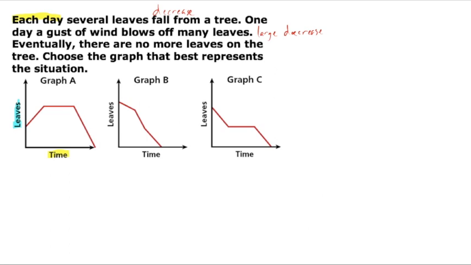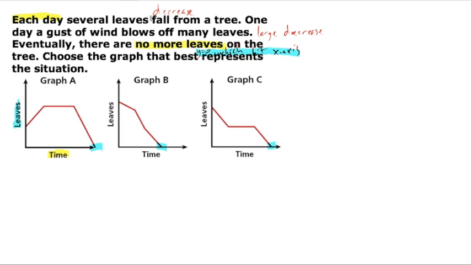Based off of this, that there's no more leaves, I need to make sure that my graph goes to 0. So at some point I should have y equals 0, which means that I hit the x-axis. Looking at that last statement, I'm going to put this in blue. That means I should see on every single one of these graphs that I eventually end with no more leaves. So all 3 of these graphs work in that case.